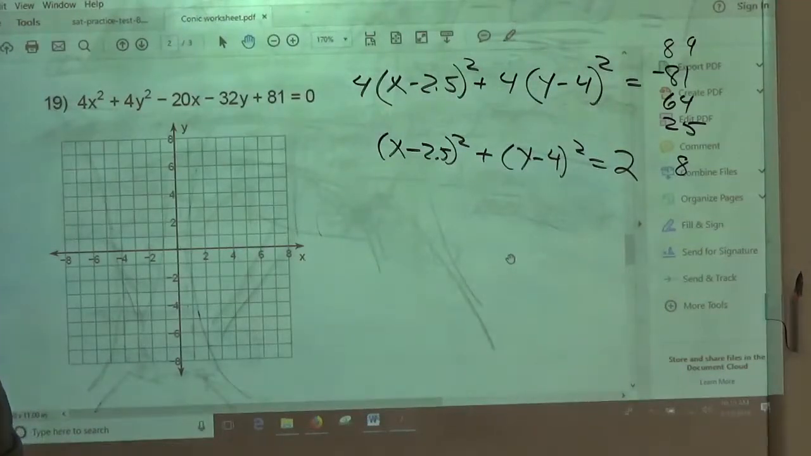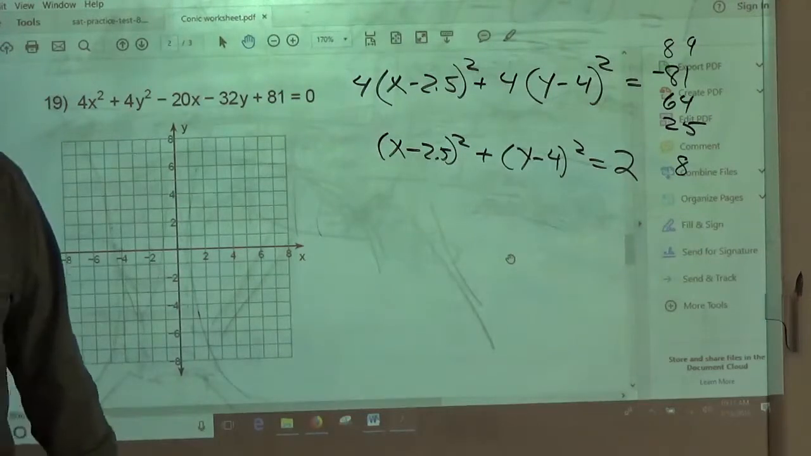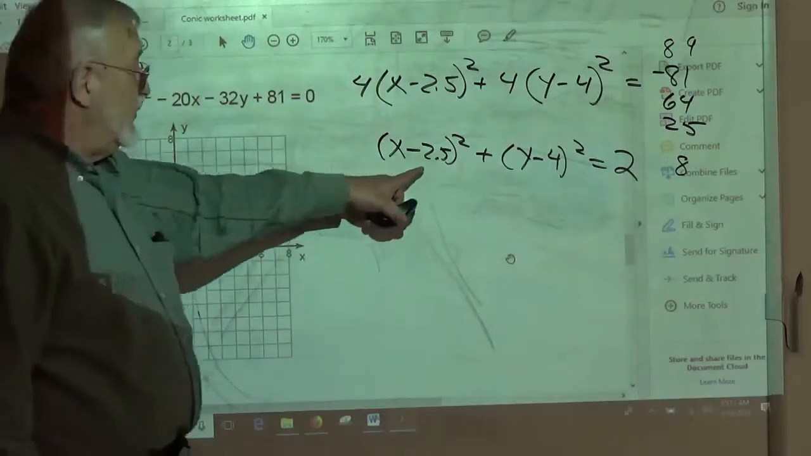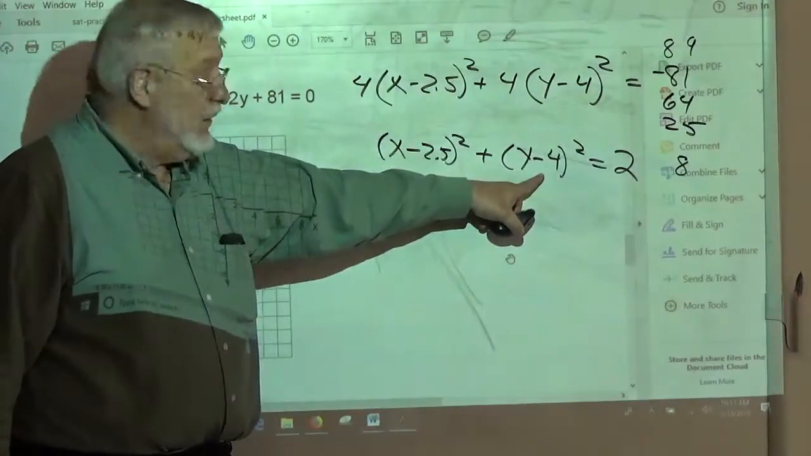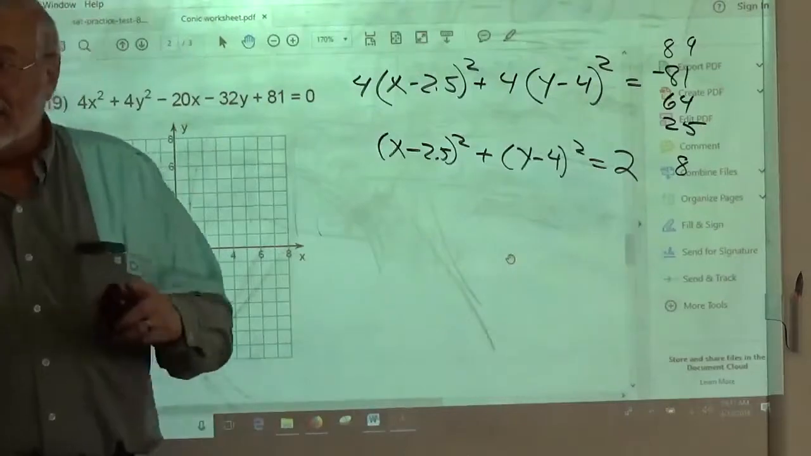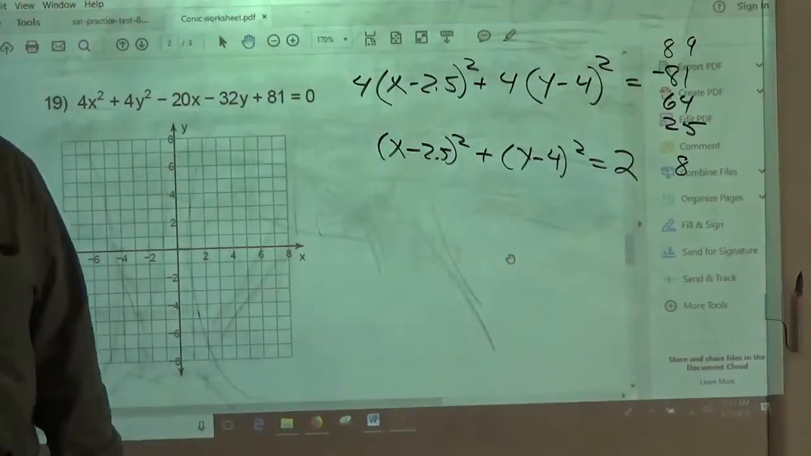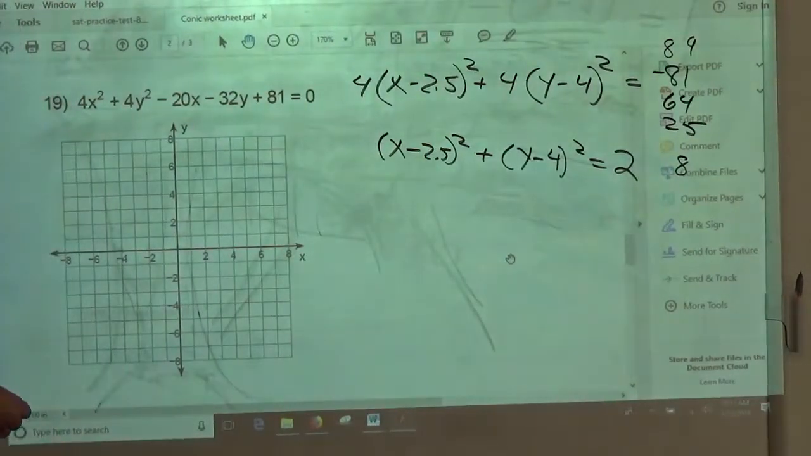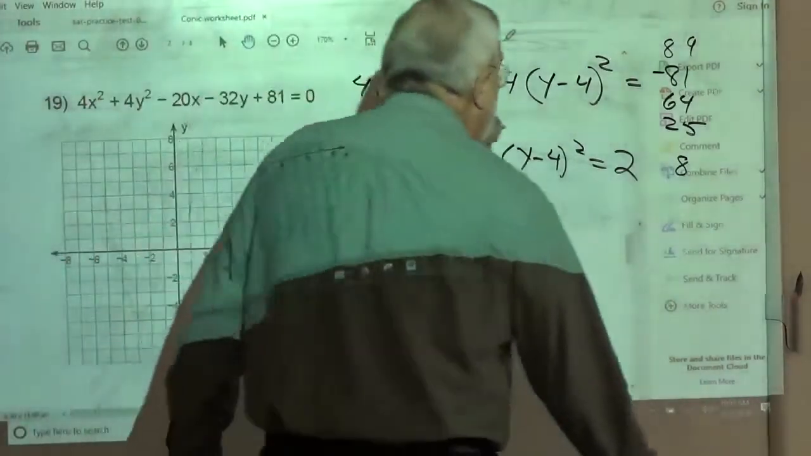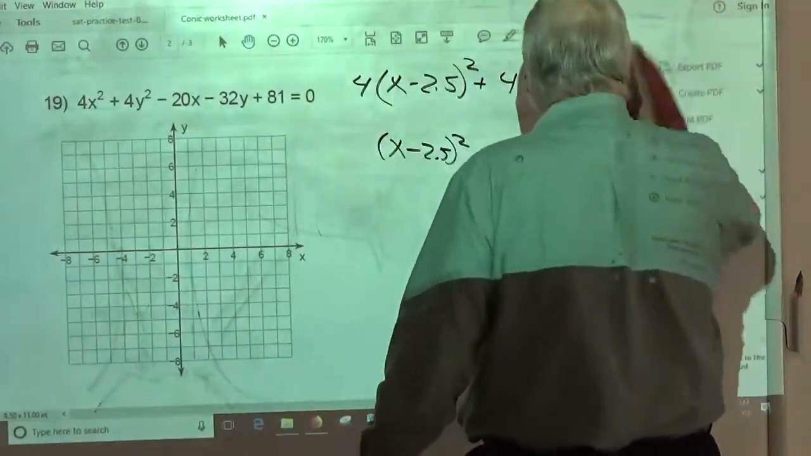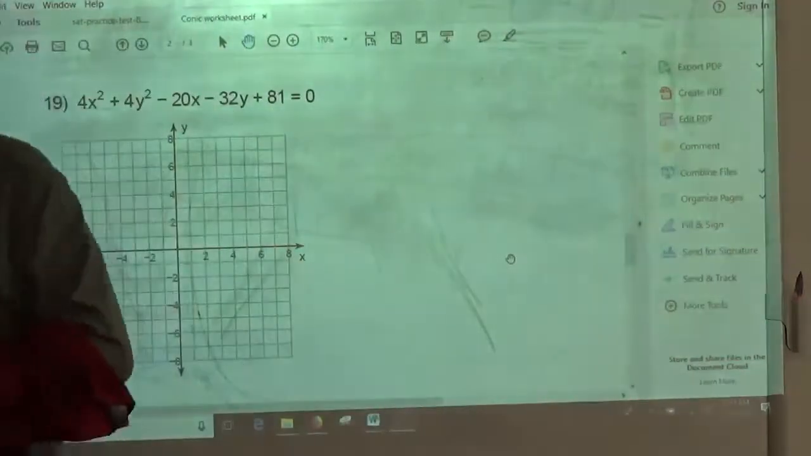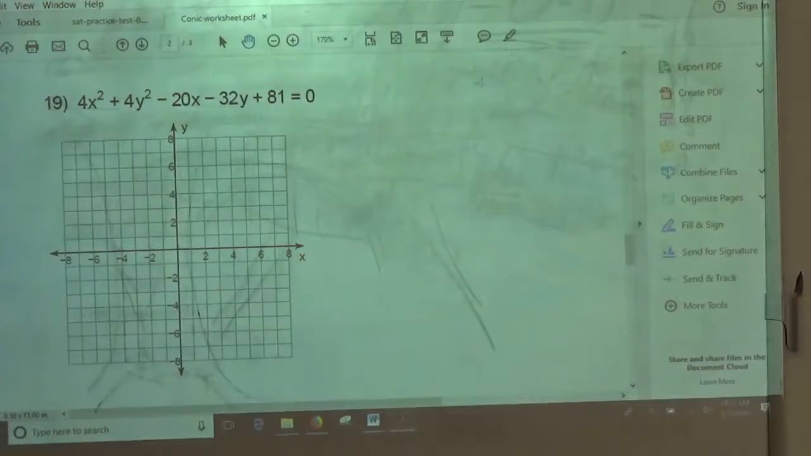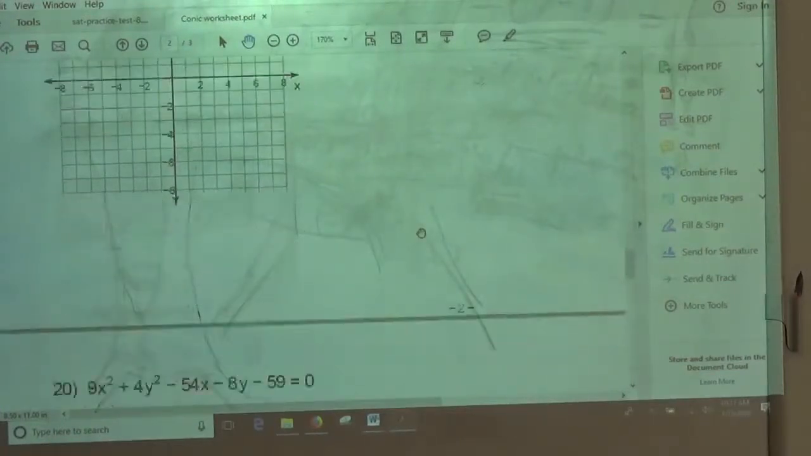Okay. Now, is that going to plot easily? No, so we're going to skip the plotting on that. But what we do is we go to 2.5, 4, and we put a dot, and then our circle is going to be a little over 1 unit in length. Okay, wasn't that fun? Not. That was ugly, wasn't it? Okay, let's go to the next one.